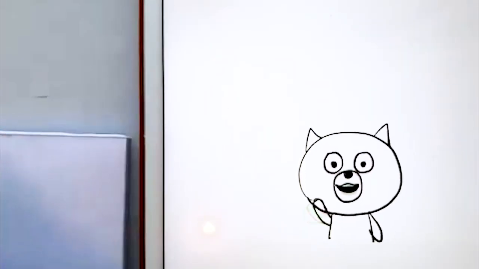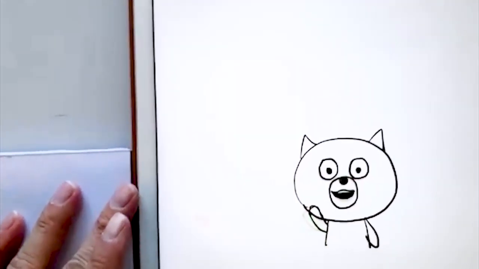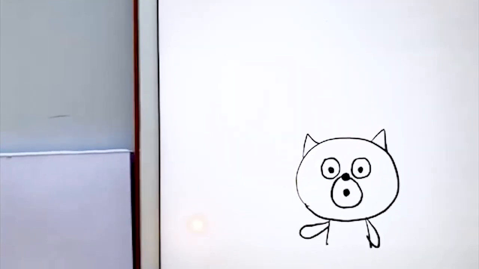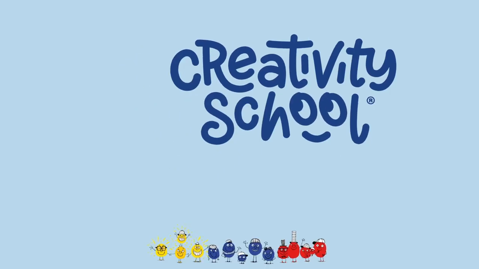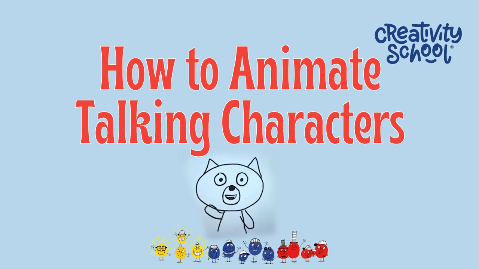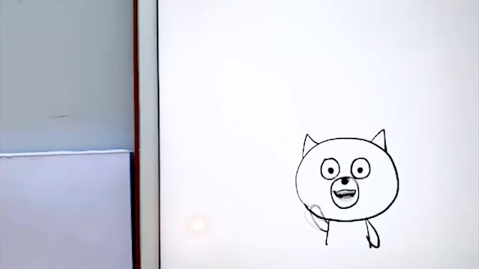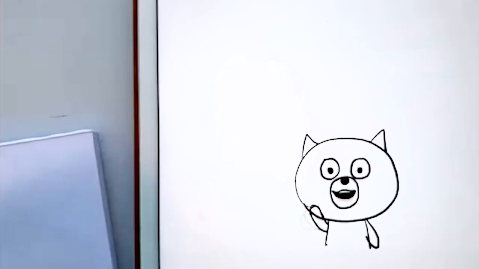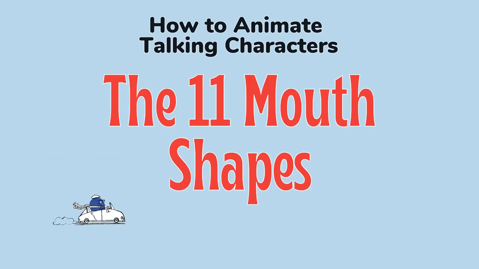So we're going to animate this little guy, and he's going to say, hello, hello. So we're going to learn how to move his mouth and make the sounds of hello. But first, I'm gonna teach you all the different mouth shapes. There are 11 mouth shapes we're gonna draw together. I want you to get at least two pieces of paper to write these mouth shapes down, okay?